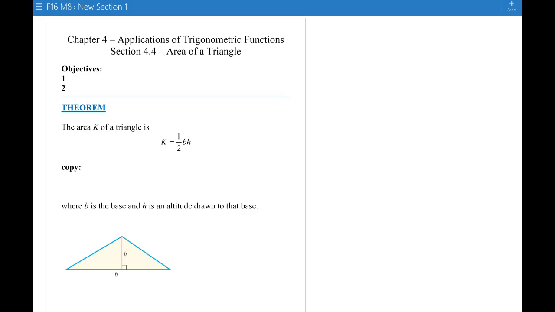So your objectives here are going to be to find the area of SAS triangles. And then we're going to have a special formula for finding the area of SSS when you know all the side lengths. So it's a pretty cool little formula. I don't expect you to memorize these formulas, but you should know how to use them.